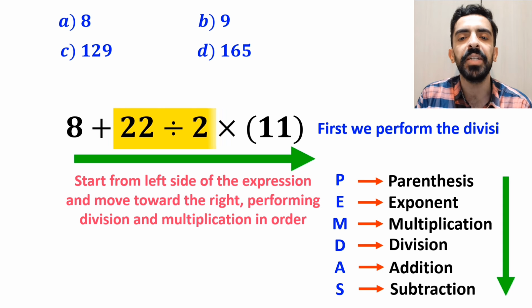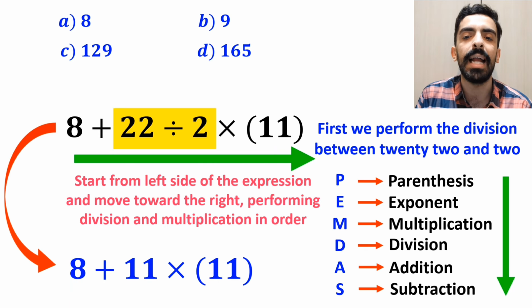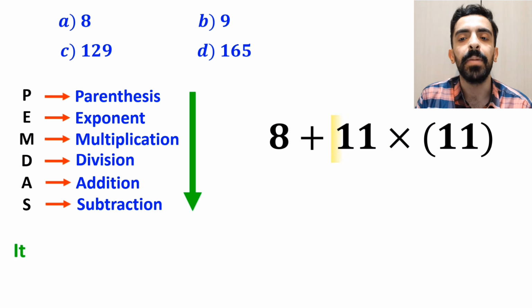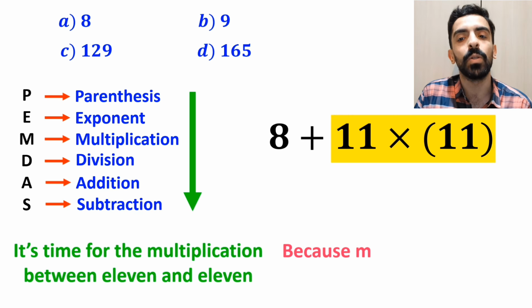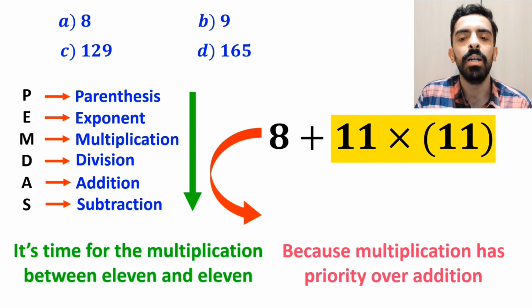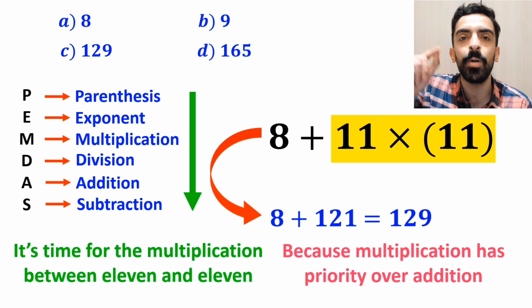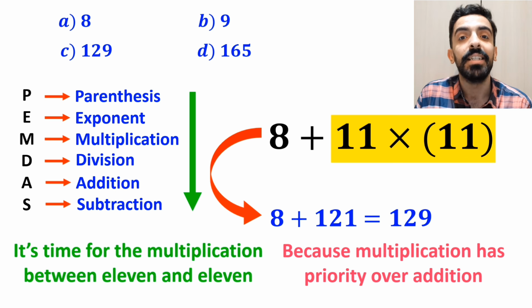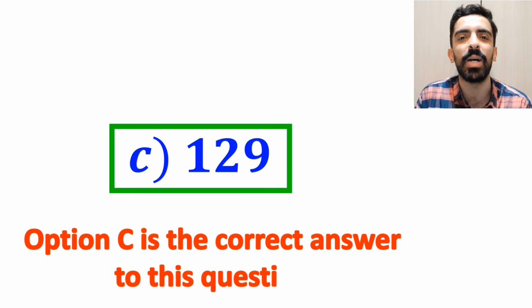So, first we perform the division between 22 and 2, which simplifies this expression to 8 + 11 × 11. And the final step, it's time for the multiplication between 11 and 11, because multiplication has priority over addition. So, instead of this expression, we can write 8 + 121, which ultimately gives us the answer 129. That's great. Option C is the correct answer to this question.